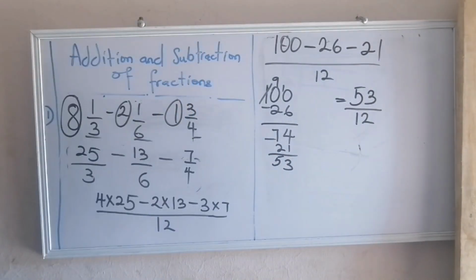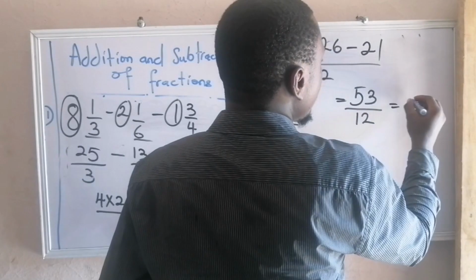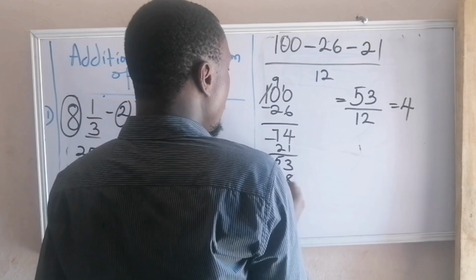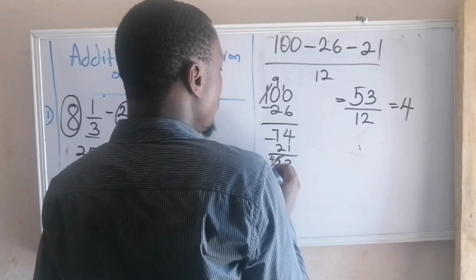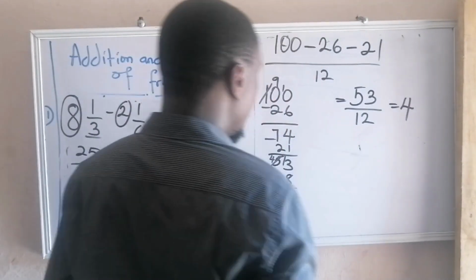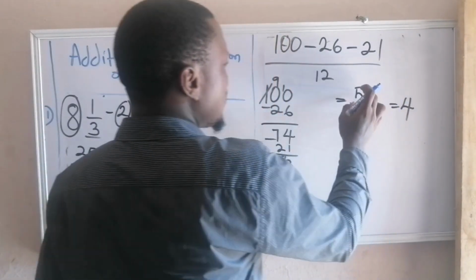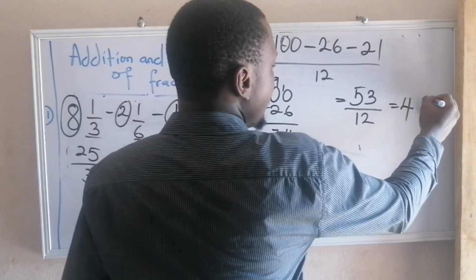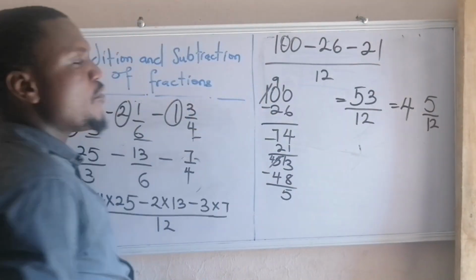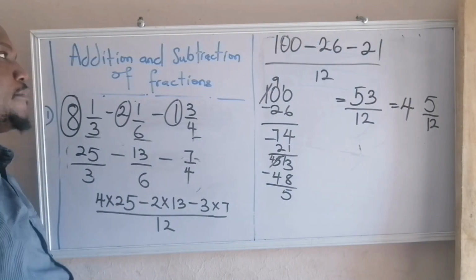53 over 12. Now, how many 12 can you see in 53? That will be 4. 12 times 4 is 48. Then we remove the 48 from 53 to get our remainder. We borrow 1, this one will be 13. What is 13 minus 8? 13 minus 8 is 5. So 12 in 53 is 4, remainder 5 over 12. So that's how to solve the subtraction of fractions.